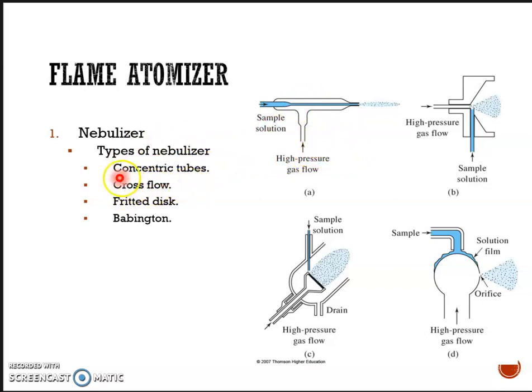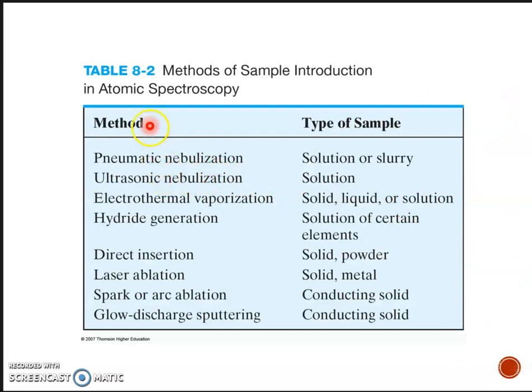So first we have A is the concentric nebulizer. This is concentric nebulizer. This is cross flow nebulizer. This is freighted disk nebulizer sebab dia ada disk ni. This is Babington nebulizer. Okay. Semua function dia adalah untuk form a mist of the liquid. Kamu tengok, this one is a mist lah. Droplet, water droplet tu. Okay.